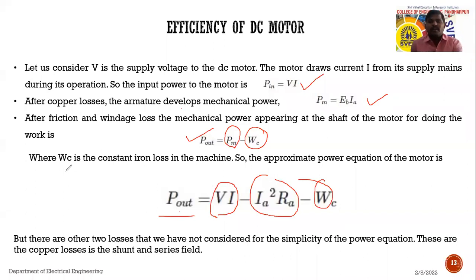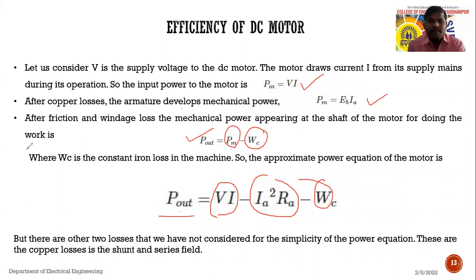While solving a problem, it is useful. That is the input power, then the power developed in the armature is Eb into Ia. P out is nothing but the output power, so it is equal to Pm minus Wc, where Wc is nothing but the constant iron loss in the machine.